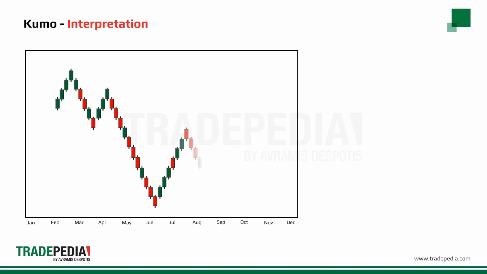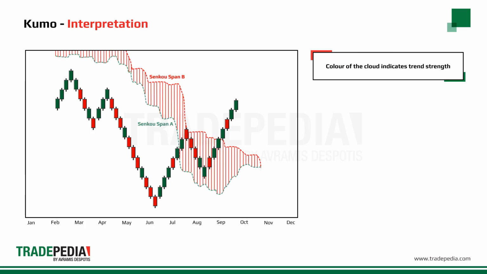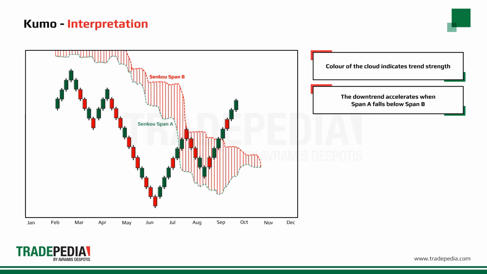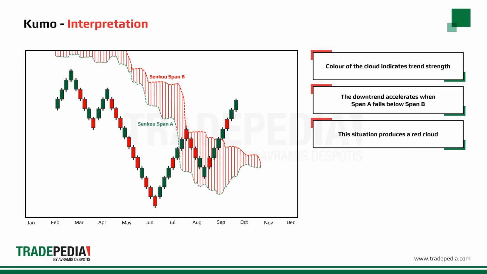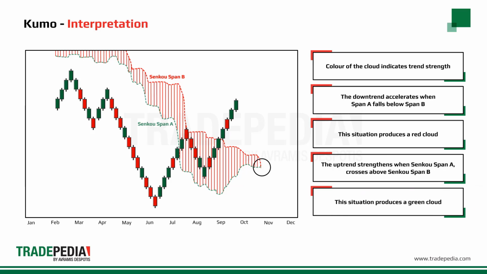The second interpretation of the kumo is based on the color of the kumo, which gives an indication about the strength of the trend. The downward trend accelerates when the Senkou span A, the green cloud line, falls below the Senkou span B, the red cloud line. This situation produces a red cloud. The uptrend strengthens when the Senkou span A, the green cloud line, crosses above the Senkou span B, the red cloud line. This situation produces a green cloud. Because the cloud is shifted forward 26 days, it also provides a glimpse of future supports or resistances.